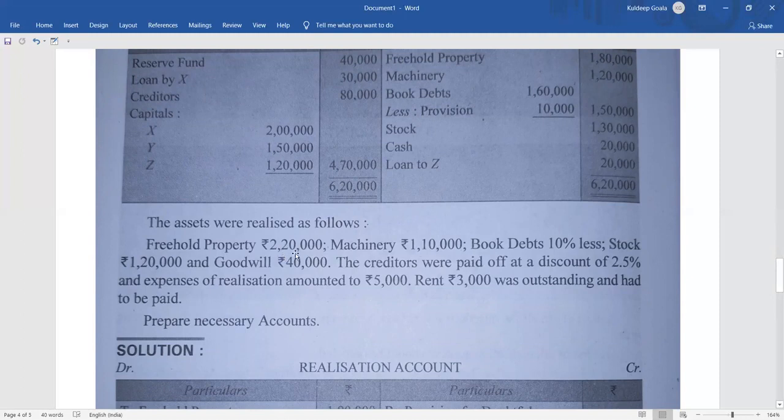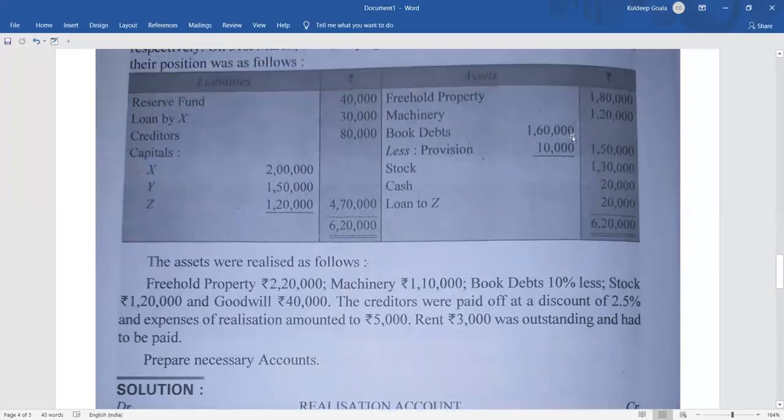Freehold property was realized 2,20,000. We have got machinery, we have got 1,10,000. Book debt we have got 10% less. 10% less means what is the book debt? 1,60,000. So 10% is 16,000. So from 1,60,000 if you deduct 16,000, you will get 1,44,000. So 1,44,000 is there. Clear? So 1,44,000 we'll get from the debtors.